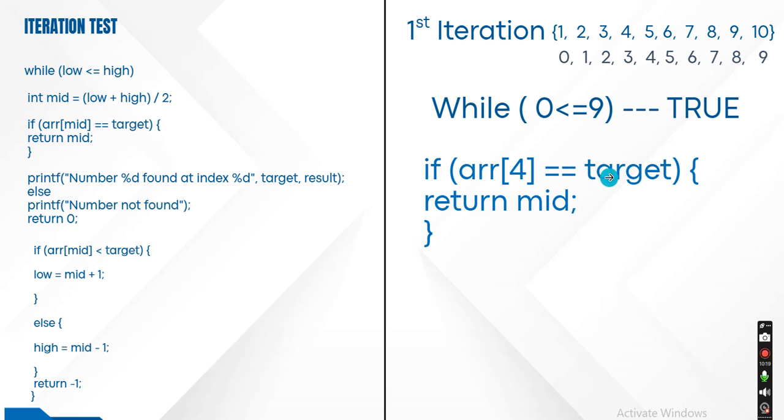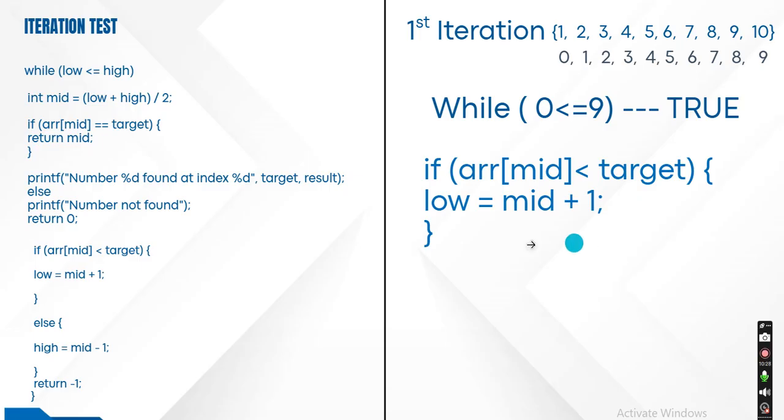Now, is 4 equals to 7? This condition is not true. 4 is not equals to 7. So what happened? 4 is not equals to 7, then we come down to this part of the program.